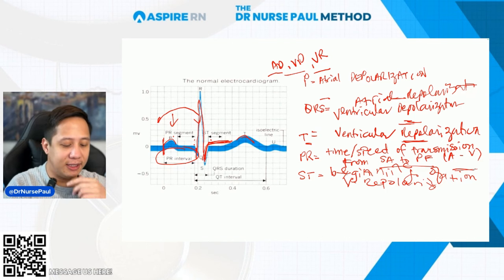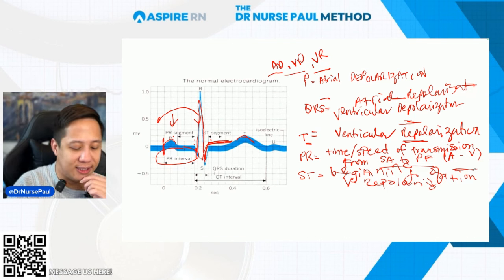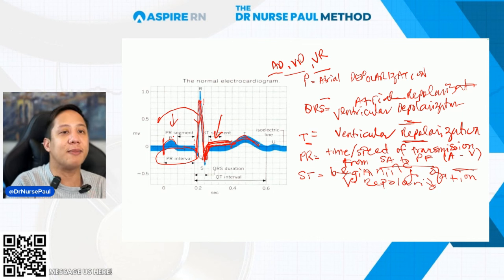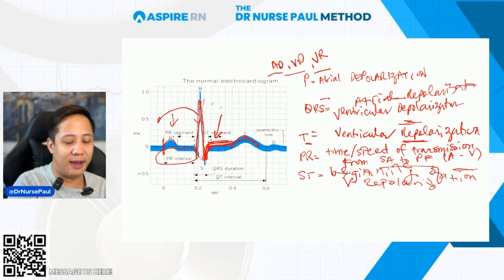So, guys, basically what it's telling you is the time of how the ventricles are repolarizing. It's just showing you that the ventricles are repolarizing. After it contracts, it rests for a bit, and then it repolarizes. The ST segment is very important when detecting MI, all right?